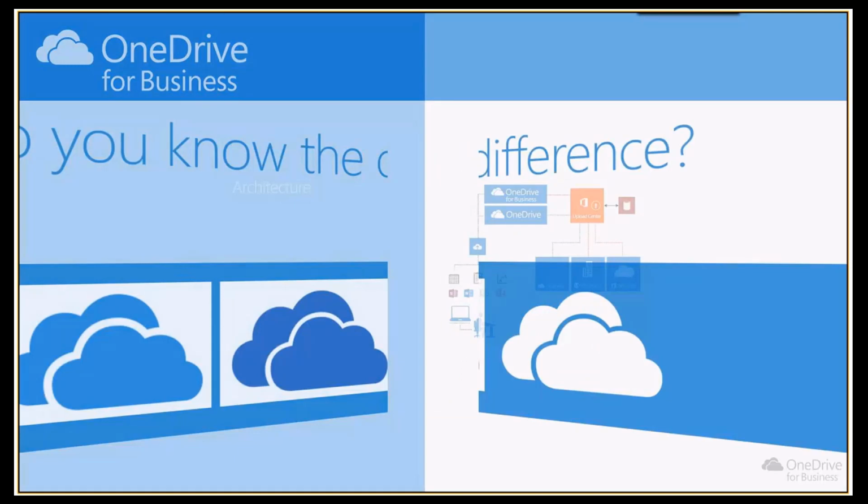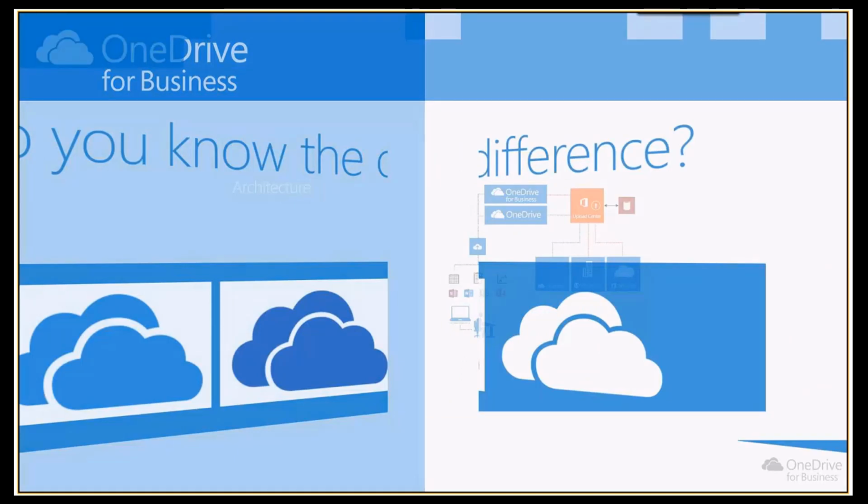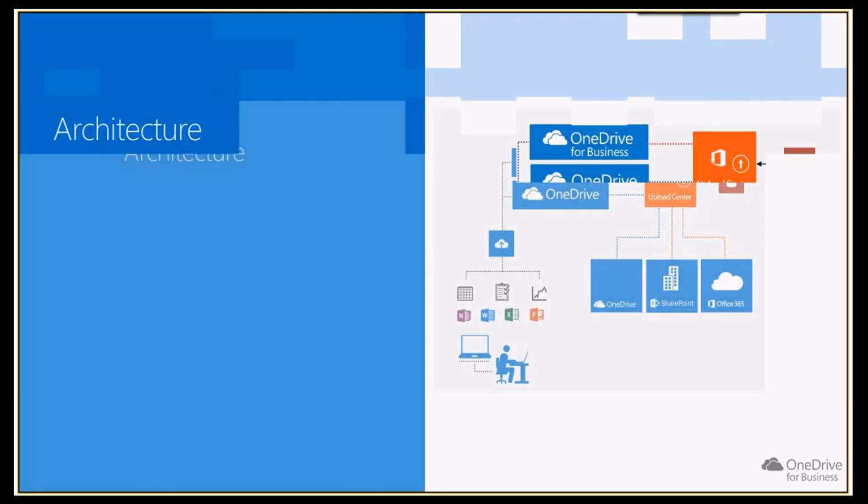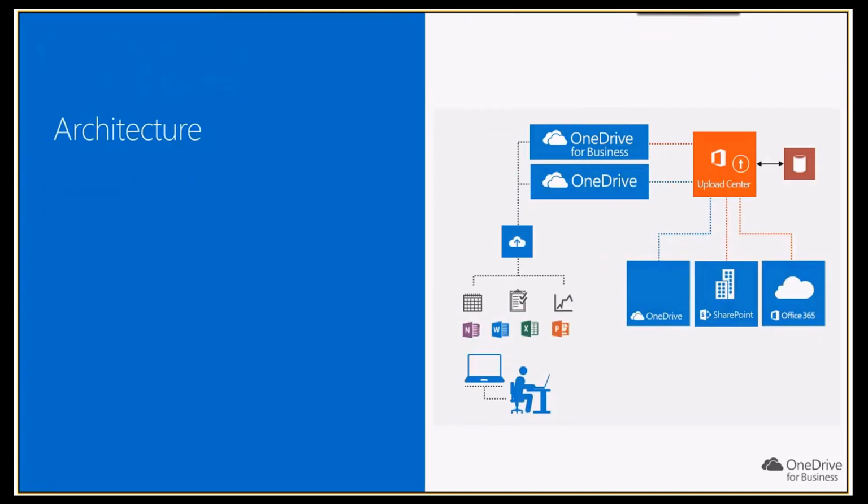On the left side, that's you as a person who works with all this stuff, and you have the possibility to use OneDrive for Business and OneDrive. That's the first thing we have to differentiate, because Microsoft always plays with the name OneDrive. I call the lower one OneDrive Personal, and the upper one OneDrive for Business. It goes to the upload center. Sometimes we also have a database in there, and you see there are three possibilities: OneDrive Personal on the left side, SharePoint on-premises, and on the right side Office 365, where we can synchronize data.